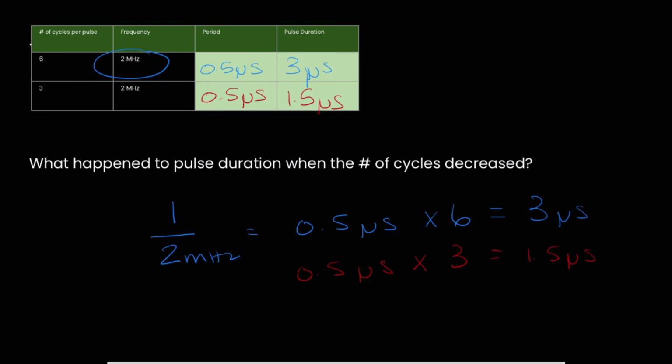The final question, and kind of the crux of the whole reason that we're doing these practices, is to understand the relationships. It's asking us what happened to pulse duration when the number of cycles decreased. So when we went from 6 down to 3, our cycles decreased. Note that our frequency stayed the same, our period stayed the same, but our pulse duration decreased. And that's because there are fewer cycles per pulse.